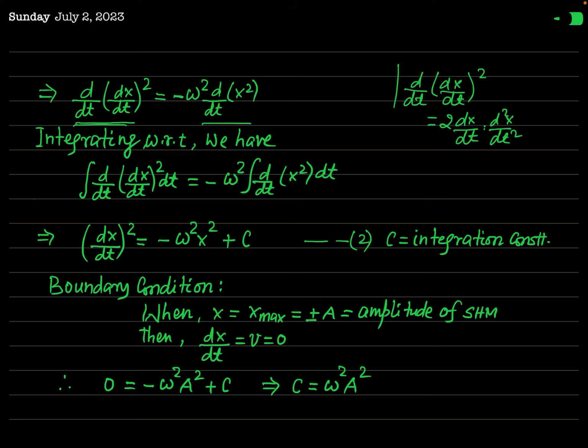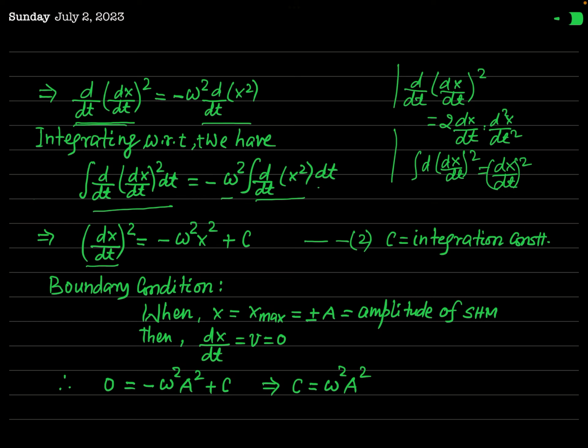So let us integrate this equation with respect to time t, okay? So the integral of d by dt of (dx by dt) whole square dt equals minus omega square. Since omega square is a constant factor, I have written it outside of the integral, times the integral of d by dt of x square dt. Now, as you know, this dt and this dt will cancel out, and this will be simply the integral of the differential of (dx by dt) whole square. And as you know, the integral cancels the differential, so this integral will be simply (dx by dt) whole square, okay? So on the LHS, our result is (dx by dt) whole square.